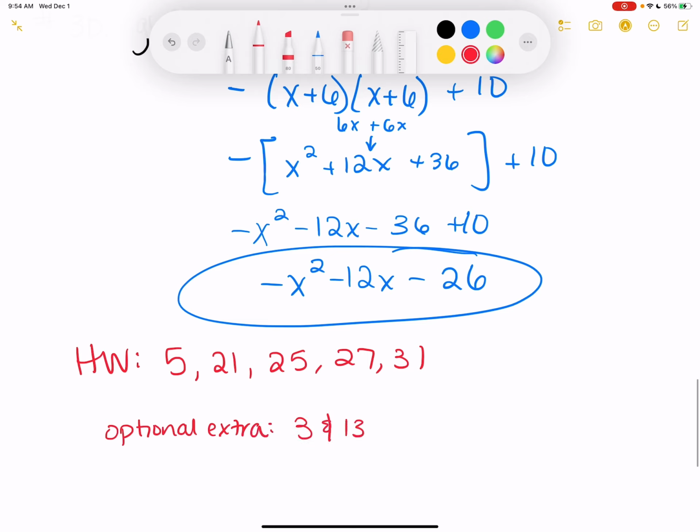All right, optional extras 3 and 13. Thank you, John. If you feel like you need more.